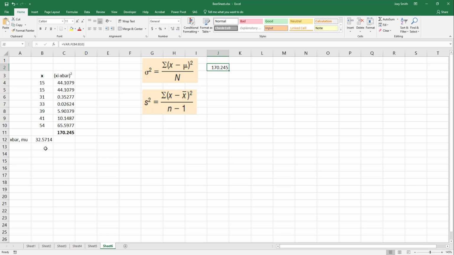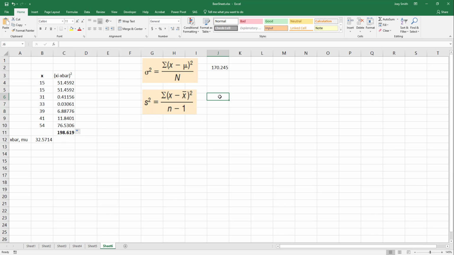Now let's do the same thing for the sample variance. Well, in order to get the sample variance, the only thing that I need to change in this entire equation is instead of dividing by 7, which is n, I'm going to divide by n minus 1, which is 6. So in this case, I'm going to be copying down 6 all the way until I get to the bottom. And so what that says is that the population variance is 170.245, but the sample variance, if this is a sample rather than the population, is going to be equal to 198.619.